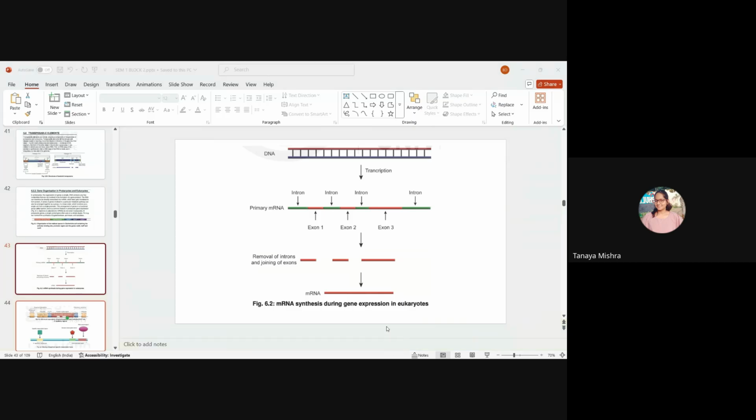Someone is asking whether the one gene, one enzyme hypothesis can apply in the prokaryotic gene. Yes, that is applicable to all.